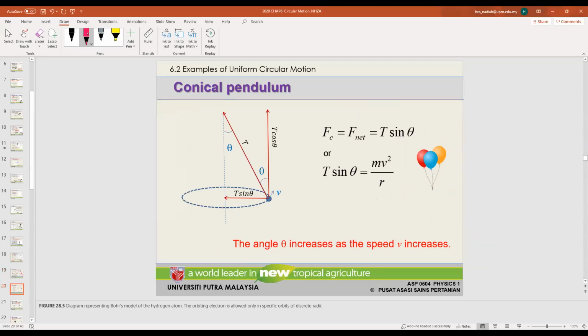So the angle theta increases as the speed v increases. Why? Your mass does not ever change because you just have a ball over there. Your radius can change depending on how you are trying to swing it. Your radius changes when your angle changes, right? So the angle theta increases as your speed increases. You can imagine you are swinging this. If you are swinging it slowly, your angle is small, right?